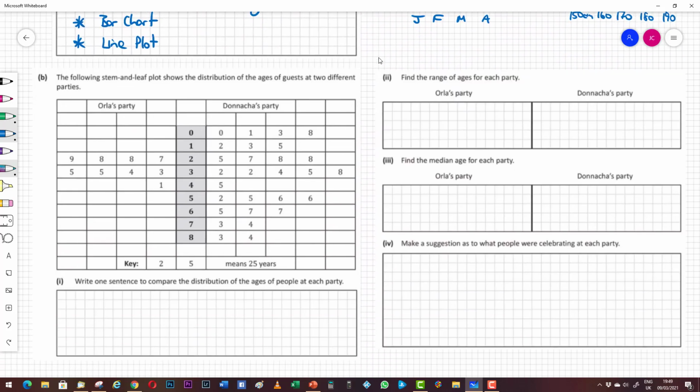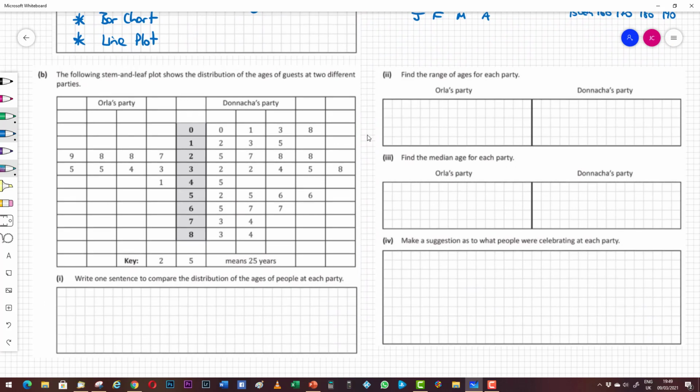Okay, so moving on, we are given a stem and leaf plot. Now this is called a back-to-back stem and leaf plot. And a back-to-back stem and leaf plot is a good way to compare 2 sets of data. So just to go through the characteristics of a stem and leaf plot, we have the stem in the middle, which are the digits 0, 1, 2, 3, 4, all the way up to 8 in this example. And then the leaf is the portion to the right of this for, let's say, Donica's party, and then obviously the leaf is to the left for Orla's party.